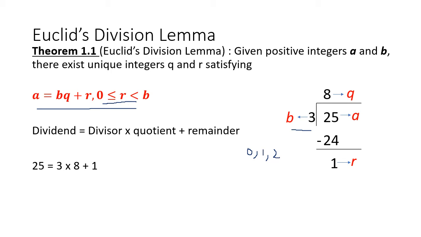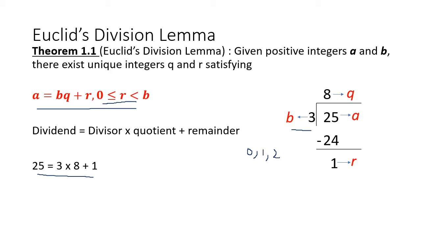Because if the remainder is 3, it means it is a multiple. For example, 3 8s are 24. If 3 is the remainder, the number has to be 3 plus 24, that is 27, but 3 9s are 27. So logically we know that r can be 0, greater than 0, but always less than b. So this is Euclid's division lemma. Any number can be written in the form a is equal to bq plus r. So here we have written 25 as 3 into 8 plus 1.